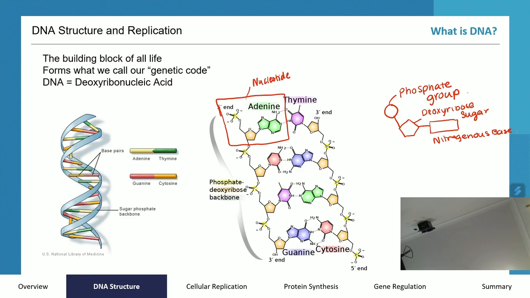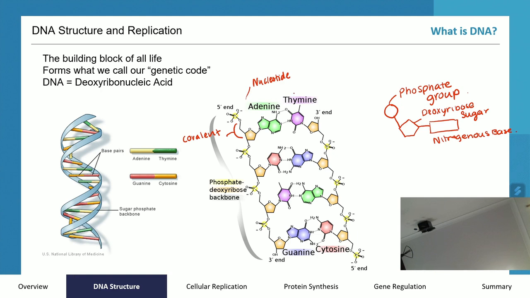So that is one nucleotide. And the bonds between the phosphate group and the sugar are covalent bonds, which are very, very strong.